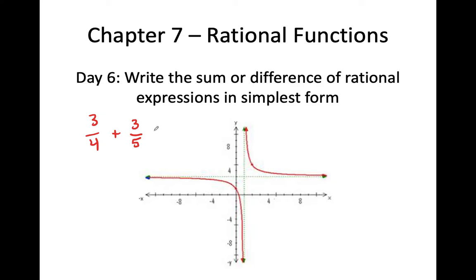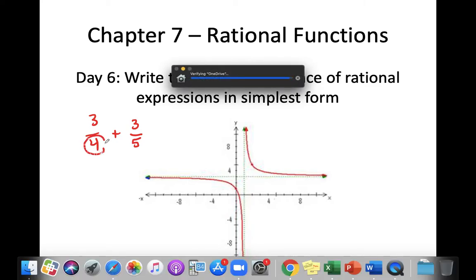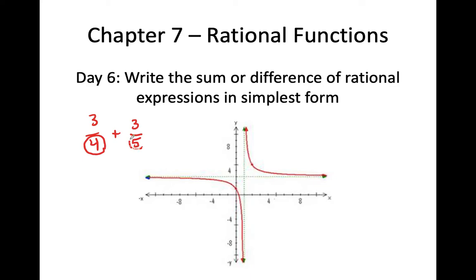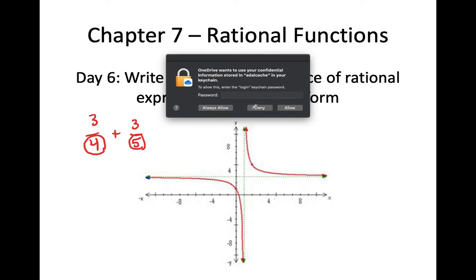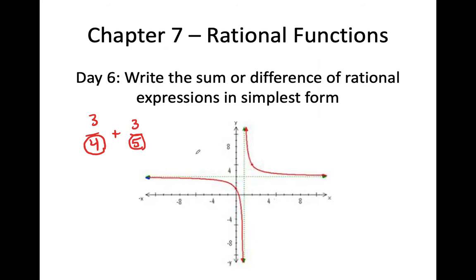Well, the easiest way for us to determine our common denominator is to look at the denominators of both fractions. So I have a 4 and I have a 5 in my denominators. So my lowest common denominator is simply going to be 4 times 5. The easiest way to figure out the lowest common denominator is to look at the denominators of each fraction. So my lowest common denominator is going to be 20.